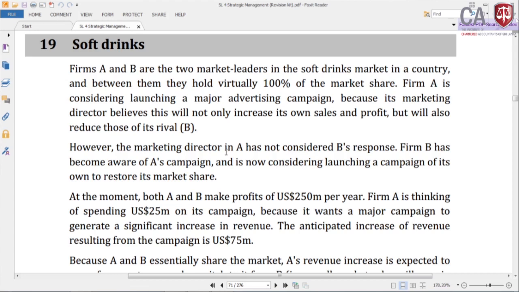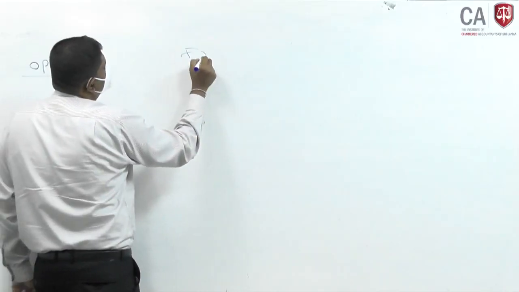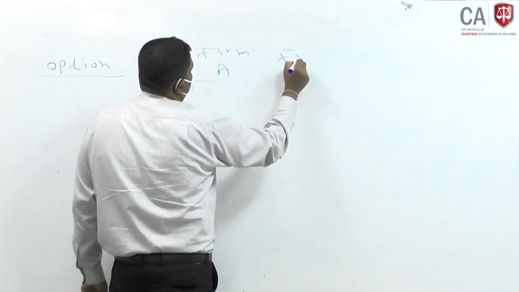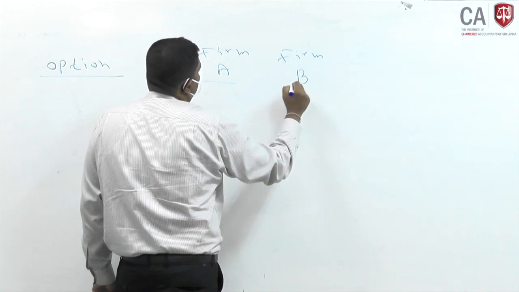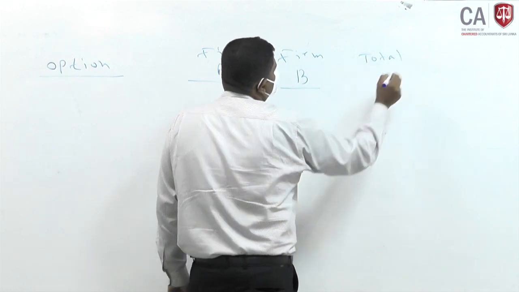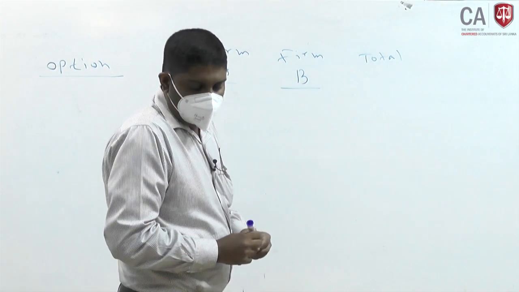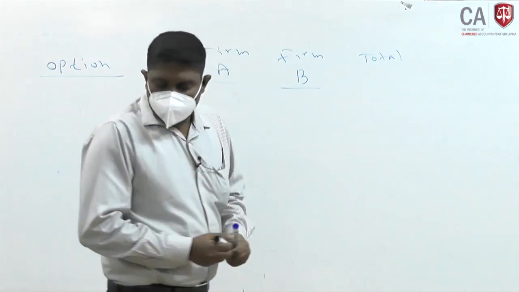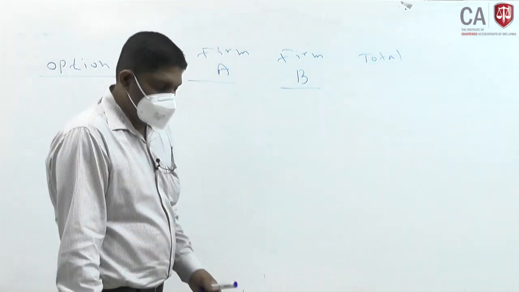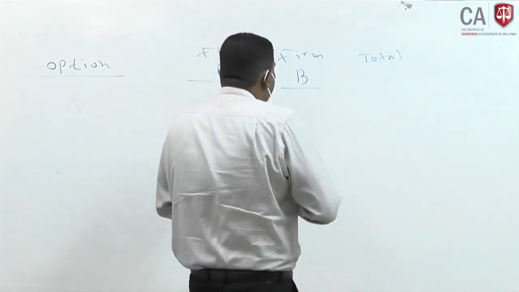So, now we look at the options. That is one option, then we have firm A, firm B, then the total industry.